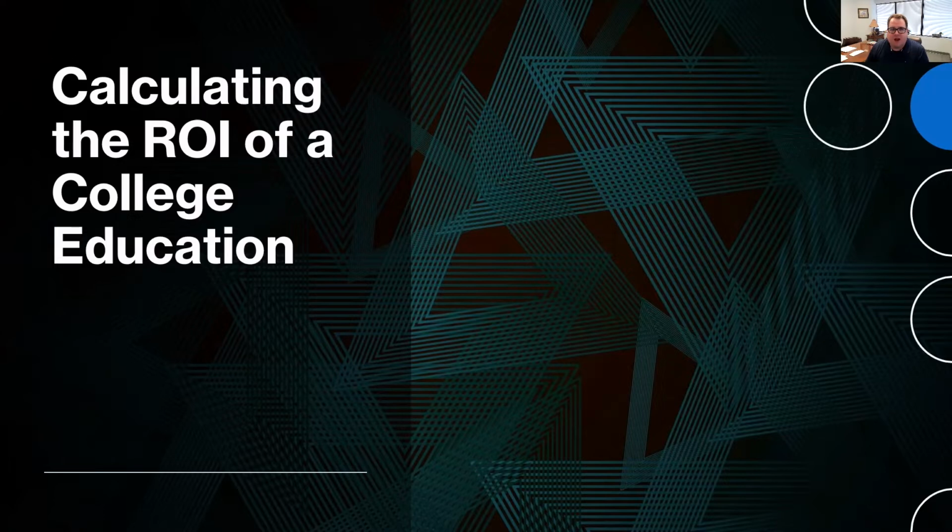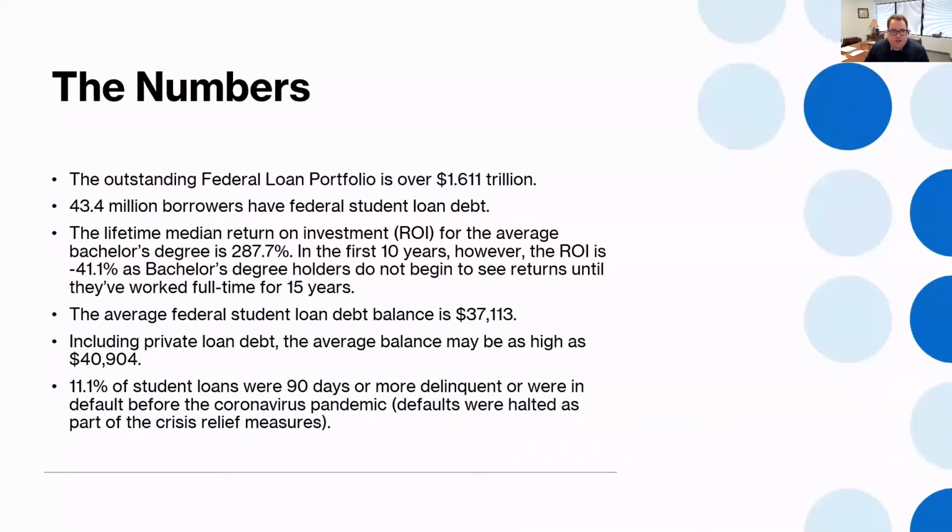And we are gathering today to talk about a topic that is a heavy topic for a lot of parents and grandparents and children. It's about college education and some of the decisions they'll need to make on what that's going to look like. So the topic of today's webinar is calculating the ROI of a college education. And why is this so important?